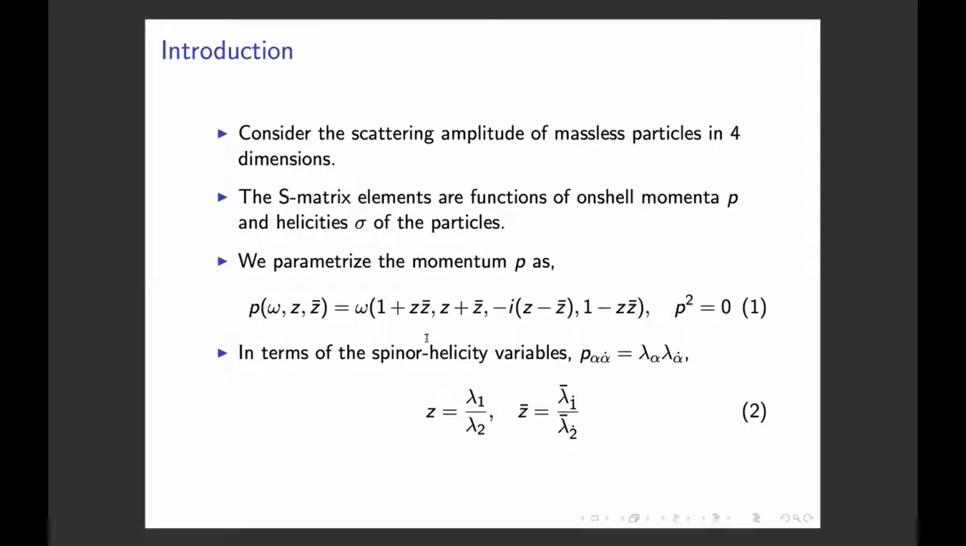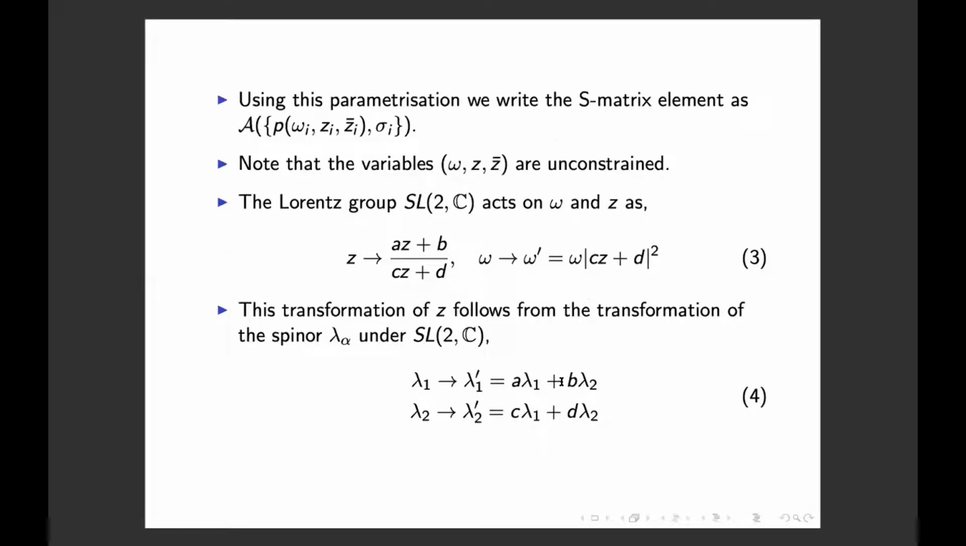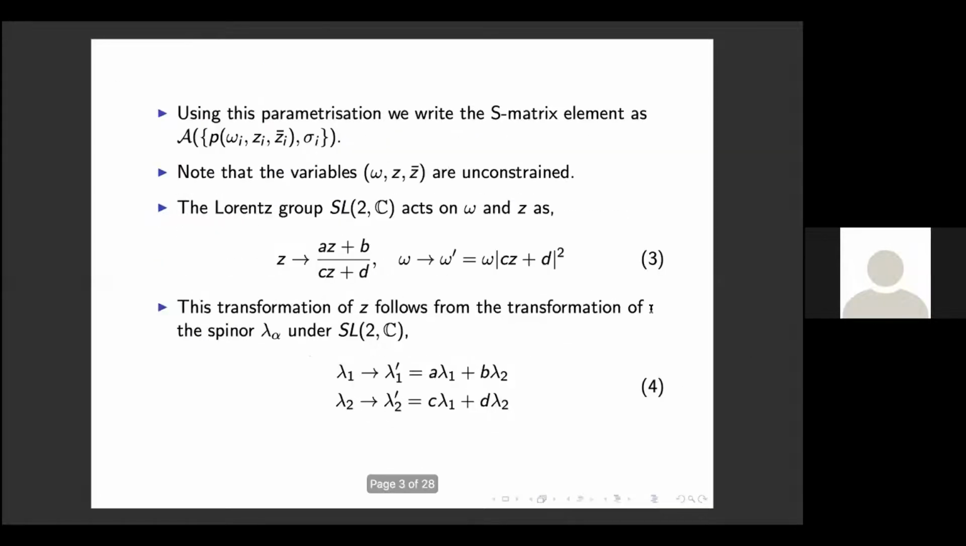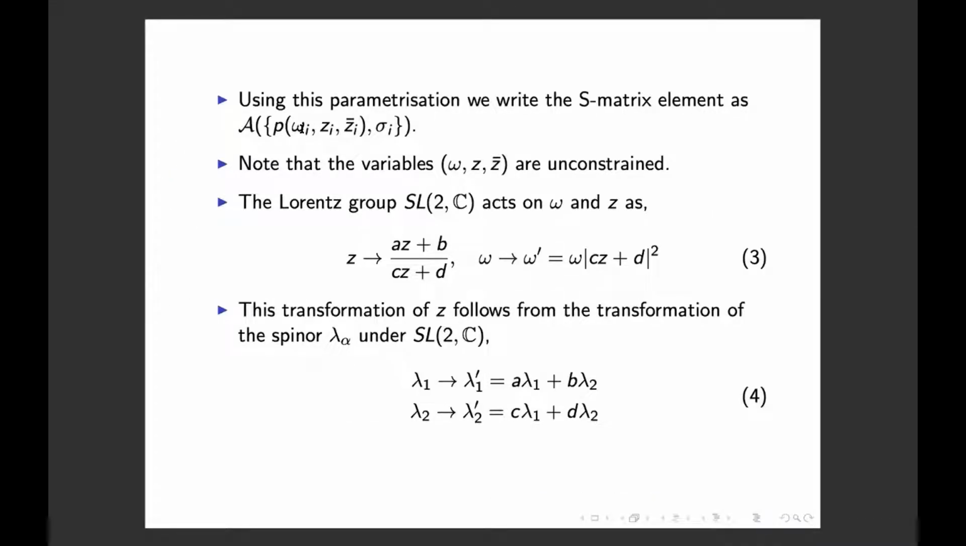And this Z is actually given by lambda 1 by lambda 2, and the Z bar is just the complex conjugate of Z, given by lambda bar 1 dot by lambda bar 2 dot. Okay. Now if I write P in this way, as in equation 1, then the S matrix can be written as a function of this P, which now depends on this omega i, Zi and Zi bar and the sigma i.